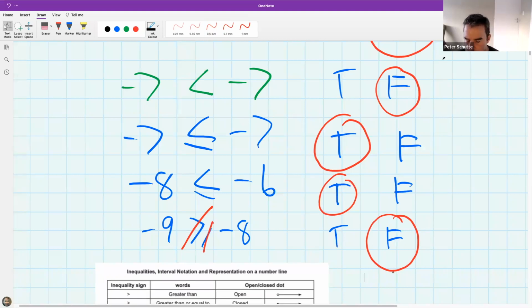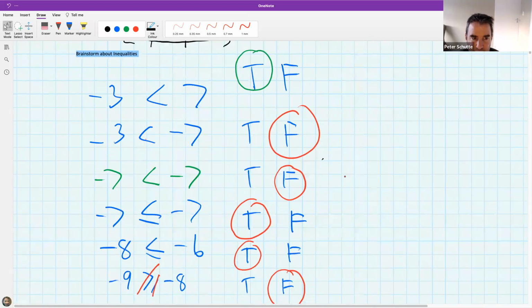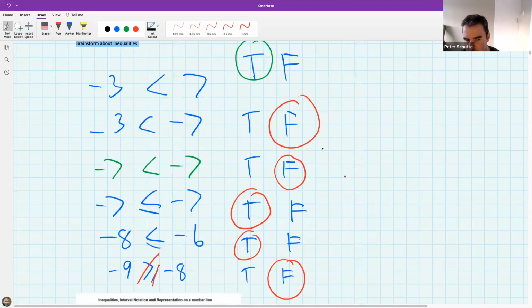So take a moment to think about those. Give me a thumbs up if you understand these little questions I've been doing, and give me a thumbs down if you feel a bit confused by these ones. This is what I would call understanding the foundations of inequalities. And it's important because they behave a little bit weirdly sometimes. But I always come back to the number line. That helps me.